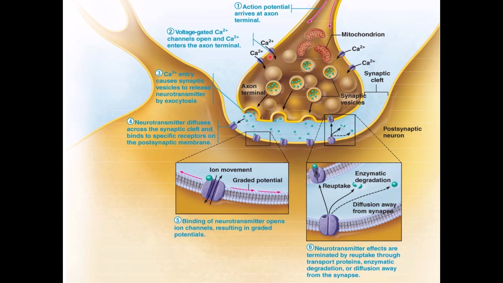That will cause movement of calcium inside the cell. Once the calcium increases inside the axon terminal, that will cause fusion of these synaptic vesicles to the presynaptic membrane. These ones come and fuse to the plasma membrane here. And that will cause release of these neurotransmitters into the synaptic cleft. This is the synaptic cleft.